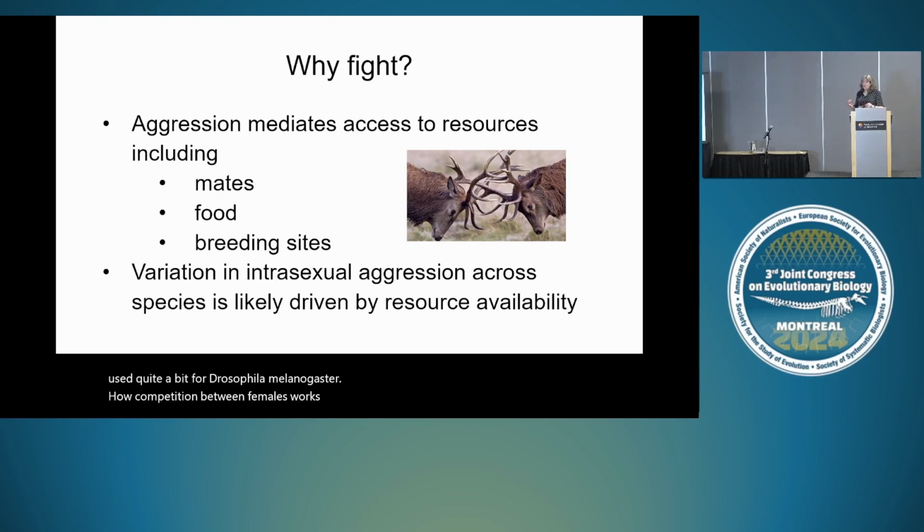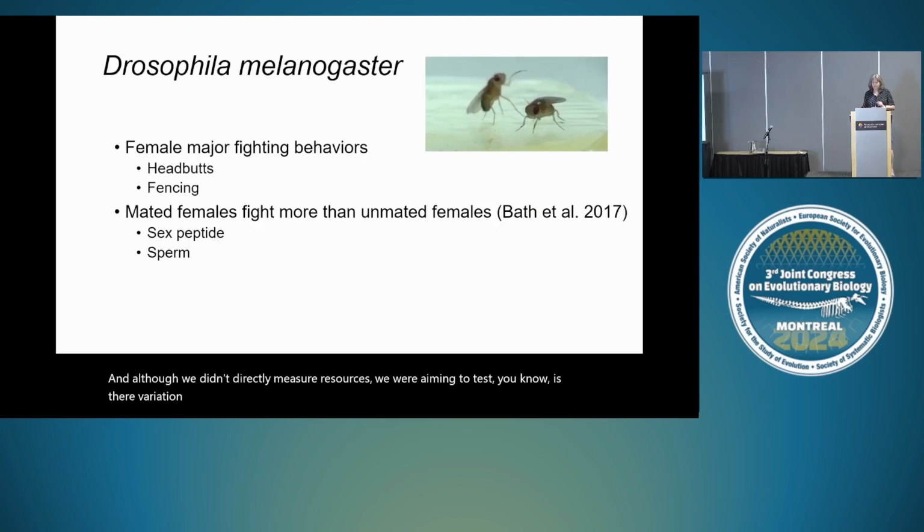But there hadn't been a whole lot of work done in other species of Drosophila, particularly in female fighting. So we set out to look at the variation in intersexual aggression across species, thinking that it might be driven by resource availability. And although we didn't directly measure resources, we were aiming to test, is there variation in aggression?